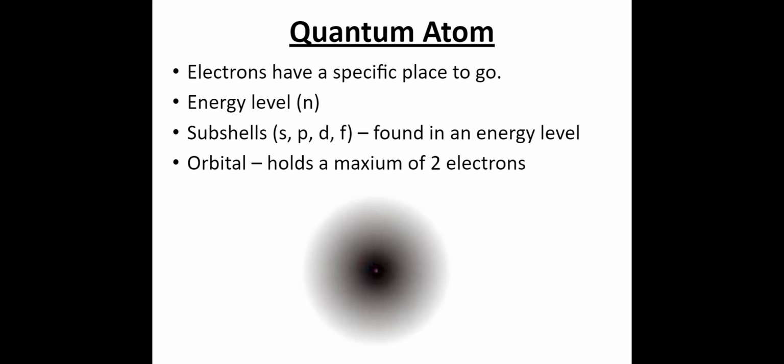The first discriminator is the energy level N, and that corresponds to each period of the periodic table. Within a given energy level, there are 1 or 2 or 3 or 4 sublevels. Each sublevel contains orbitals. Each orbital can hold no more than 2 electrons.